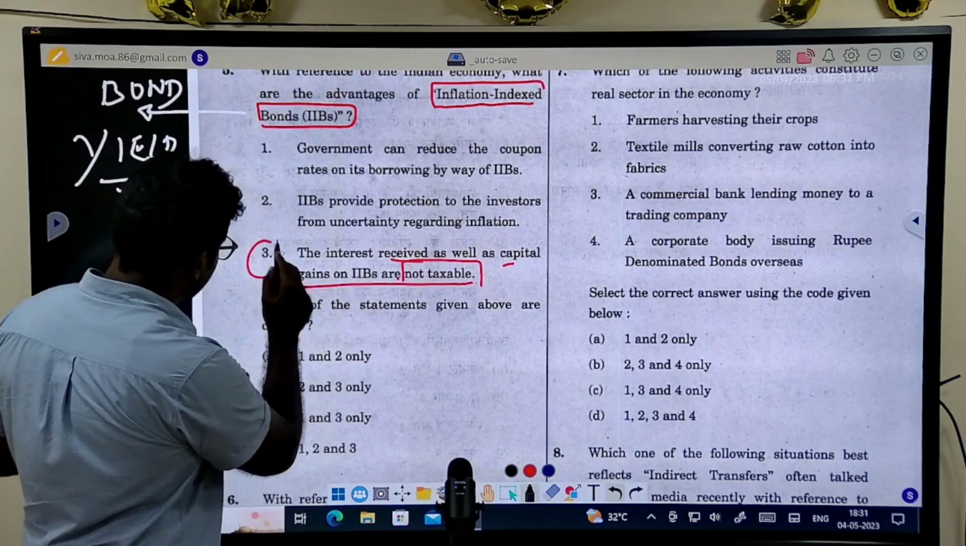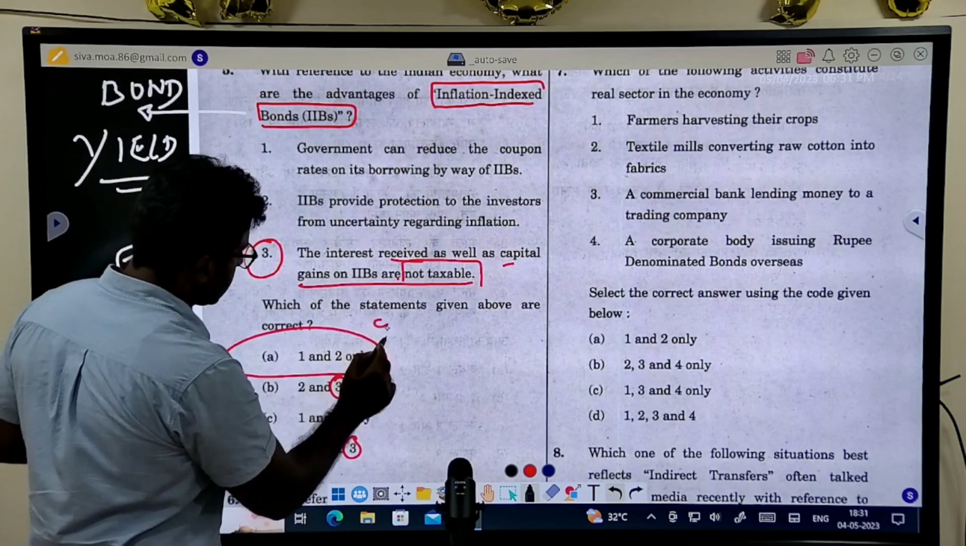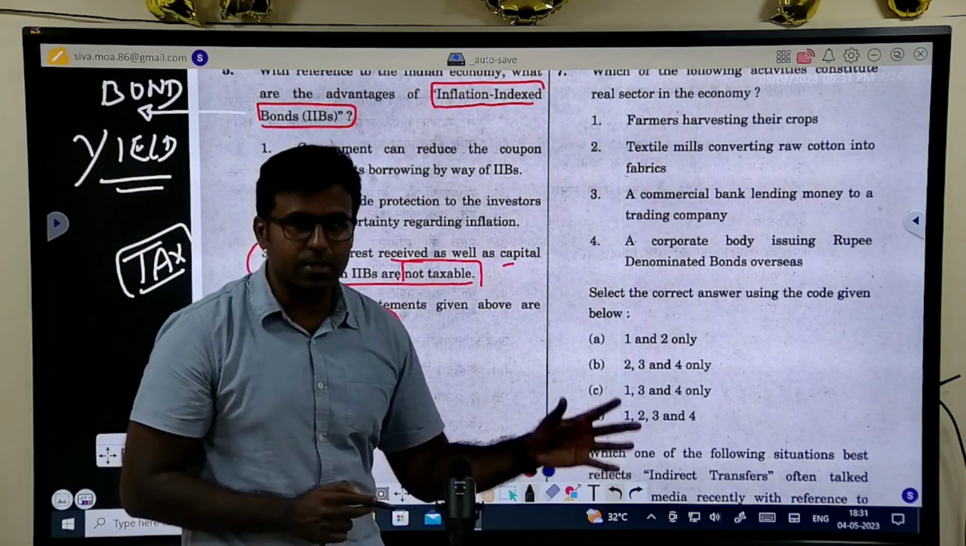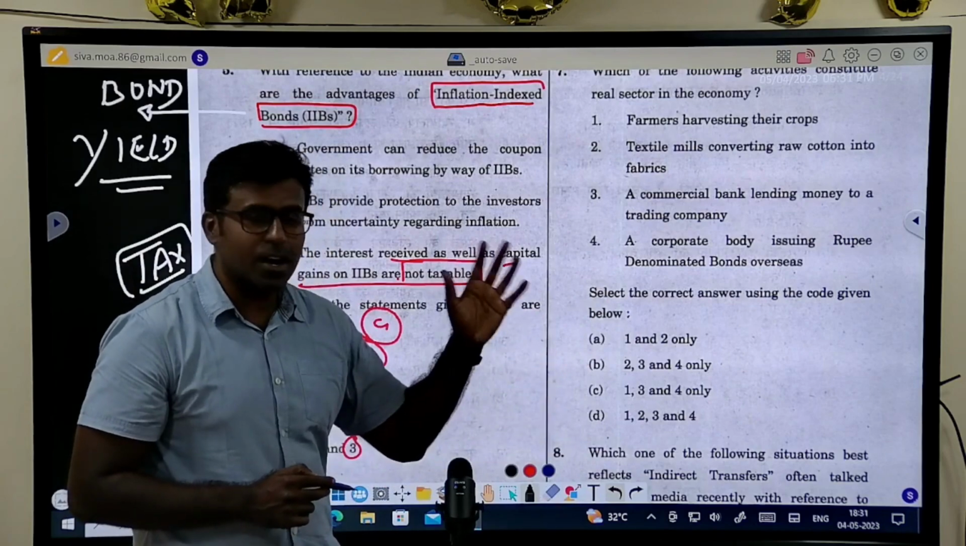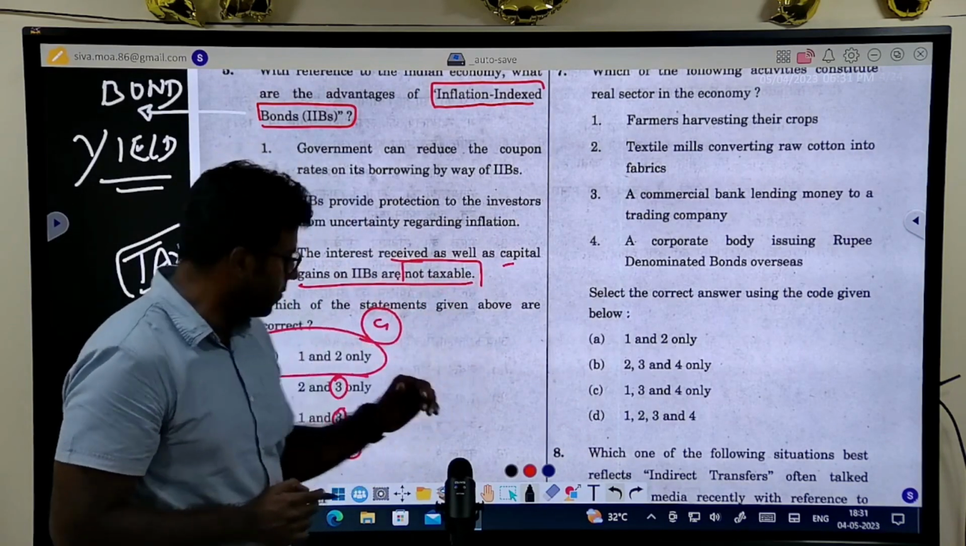So you remove this 3. So remove this 3, answer will come. So A is the answer. See, this is what I am saying. This is what is elimination. See, this is not an elimination technique. This is something knowing what is in inflation index bond.